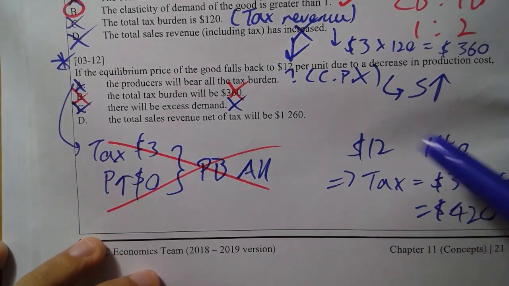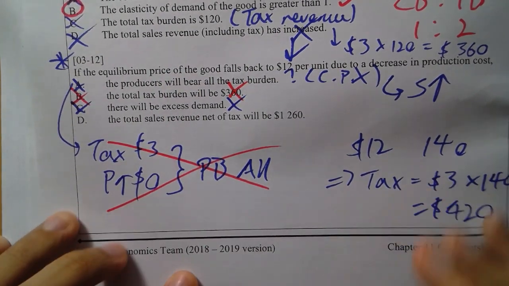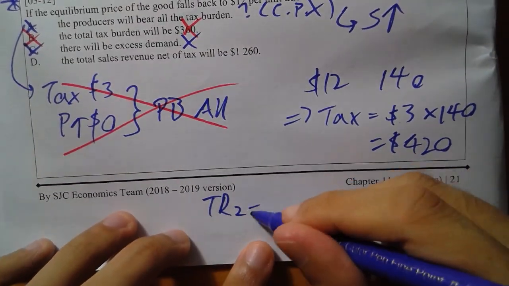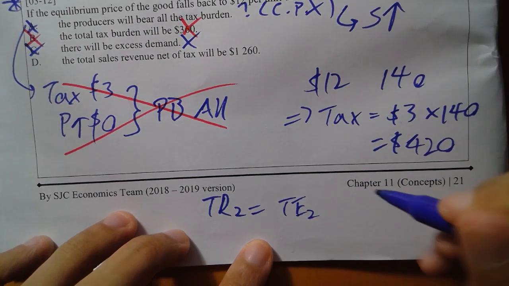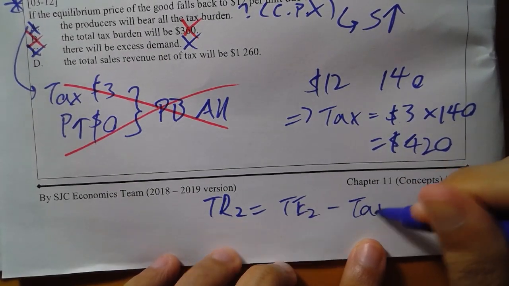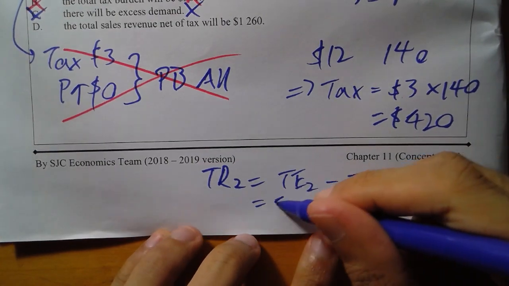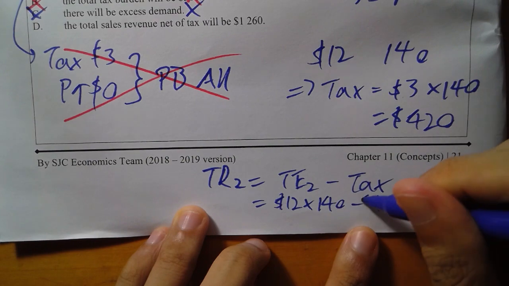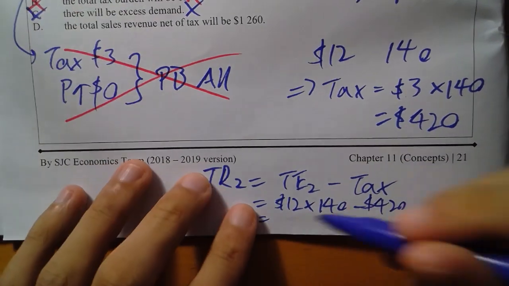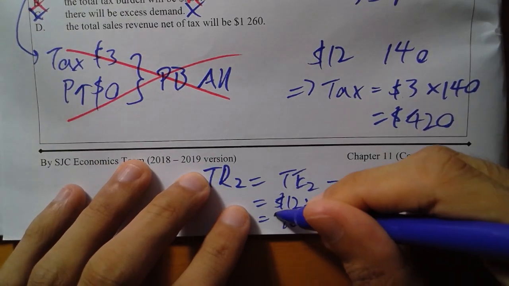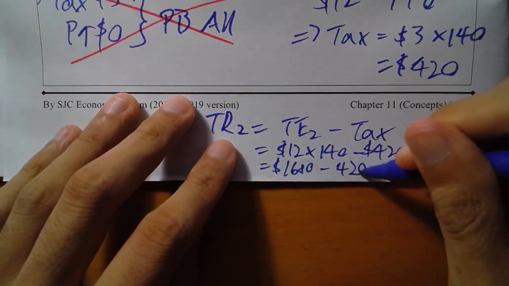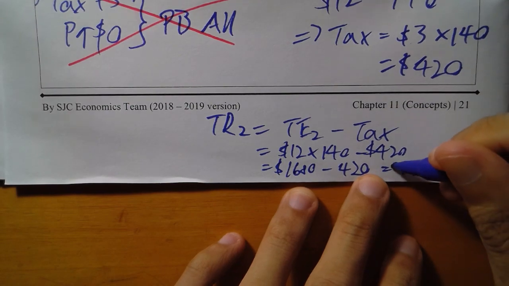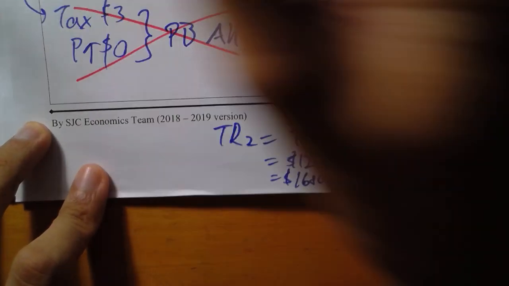Let's do it. Let's do TR here. TR2 would be the new TE minus tax. Now, new TE would be this guy, minus 420. Okay. Now, I remember it should be this guy, minus 420. The answer you will get is 1260, which is the answer that we want.